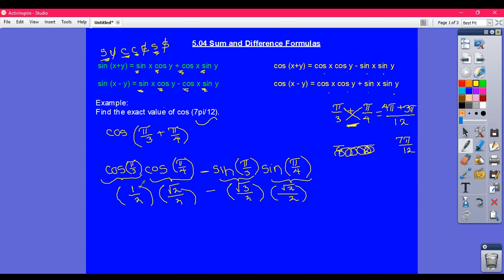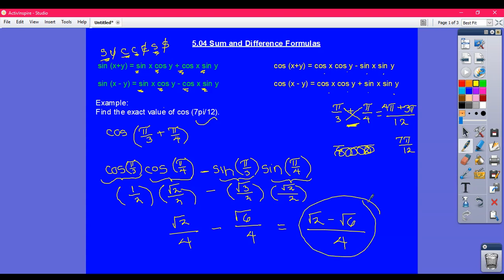So to multiply fractions, I go straight across. 1 times square root of 2 is square root of 2, over 2 times 2 is 4, minus square root of 3 times square root of 2 is the square root of 6, over 2 times 2, which is 4. And then from here, I can subtract. Since they are common denominators, I don't have to do a crisscross applesauce. I can just keep the common denominator and combine the numerators together. Hope this helps.